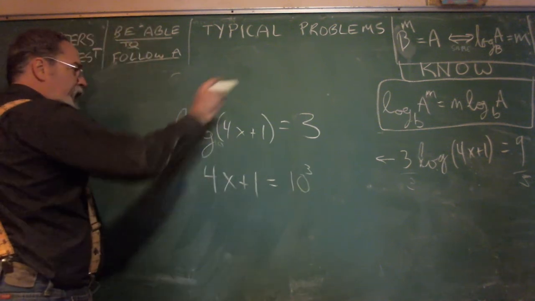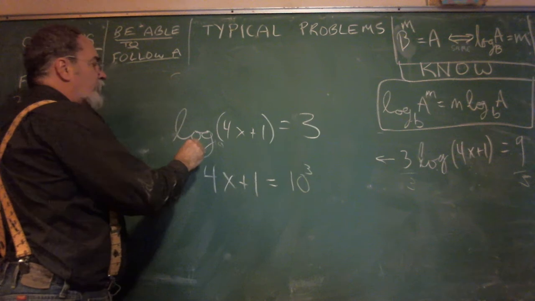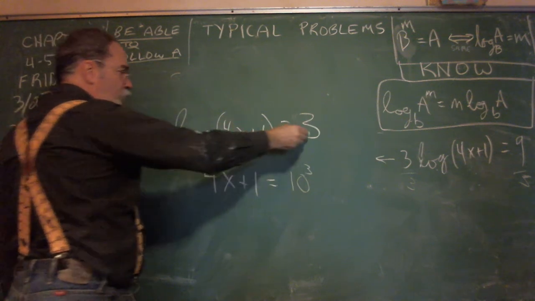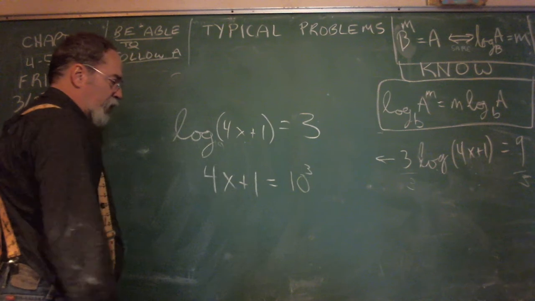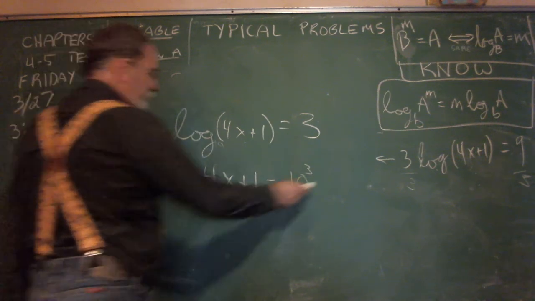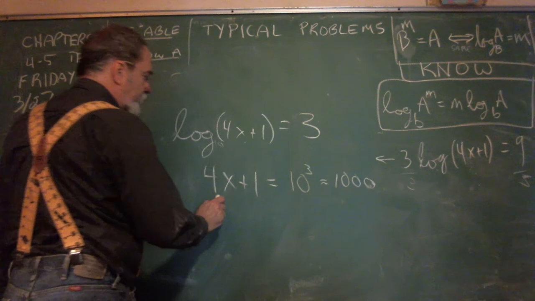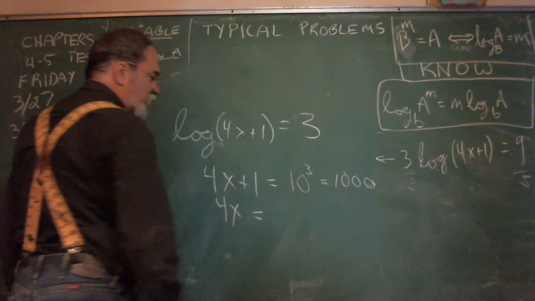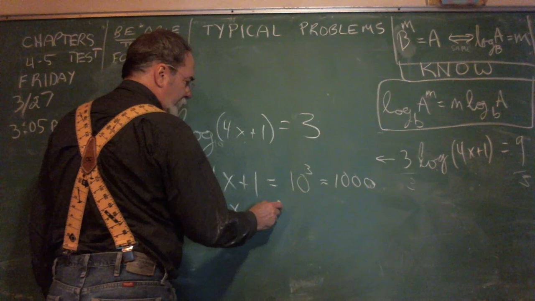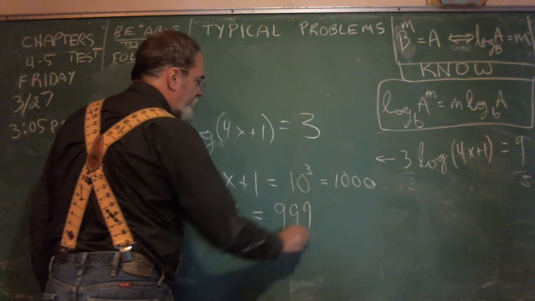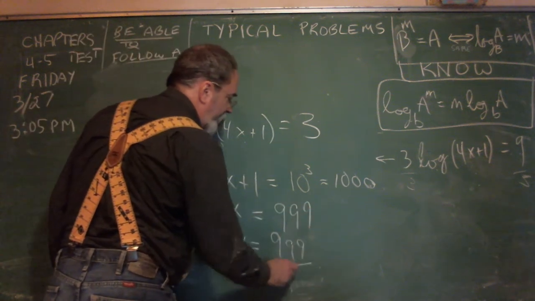Because I'm doing the same step that we did before. I have a log to a base of a quantity equals 3, so it's the base to this number equals 4x plus 1. So 4x plus 1 equals 1,000. And now subtract 1. 4x equals, subtracting 1, that's 3 nines. And I divide by 4. X equals 999 divided by 4.